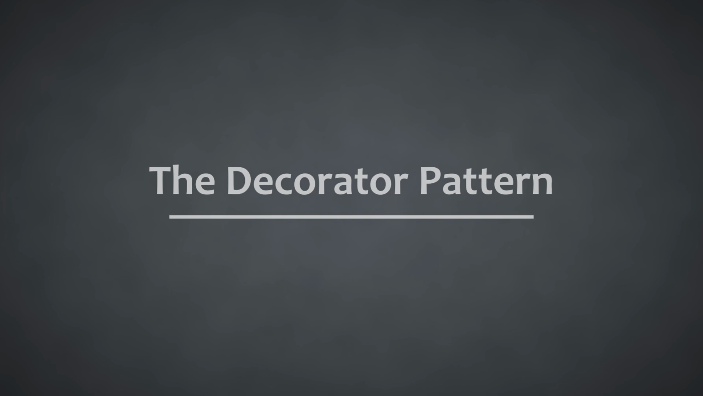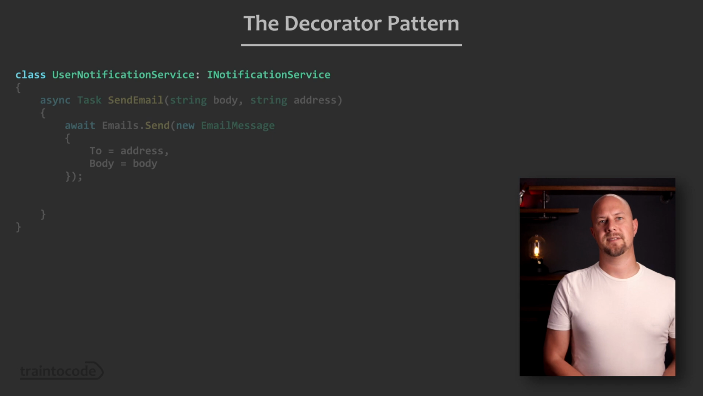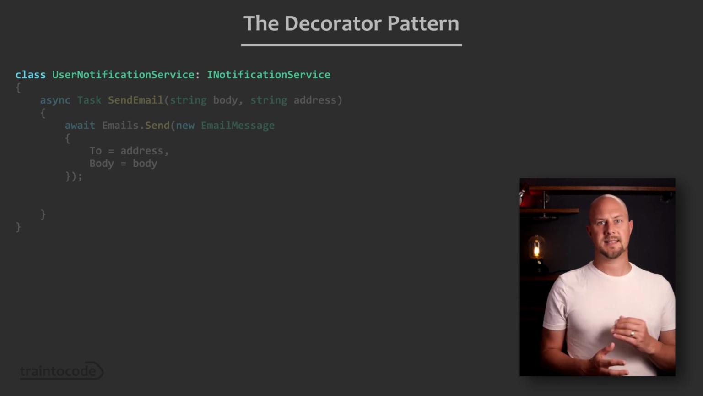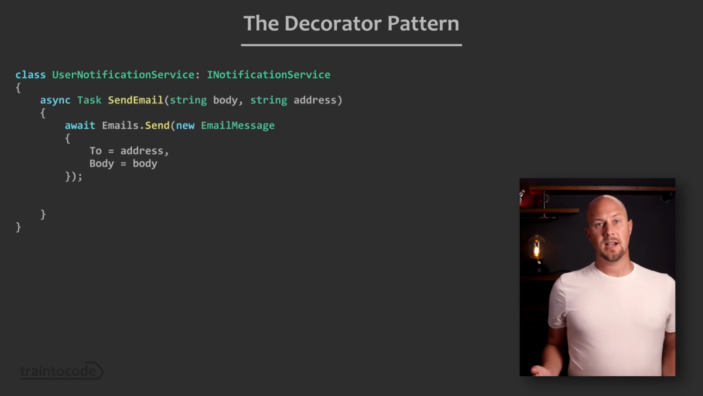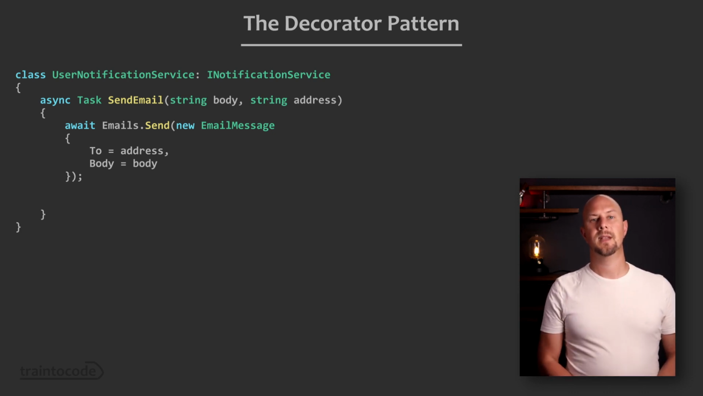The decorator pattern lets you add functionality to your classes without adding more code inside them. Let's take a look at an example for this. Let's say you have a class that implements an interface and there's a method on that class that sends an email. Now this code is fairly small and it's fairly manageable. It sticks nicely to the single responsibility principle. This method has one responsibility, sending an email, and that's all it does.